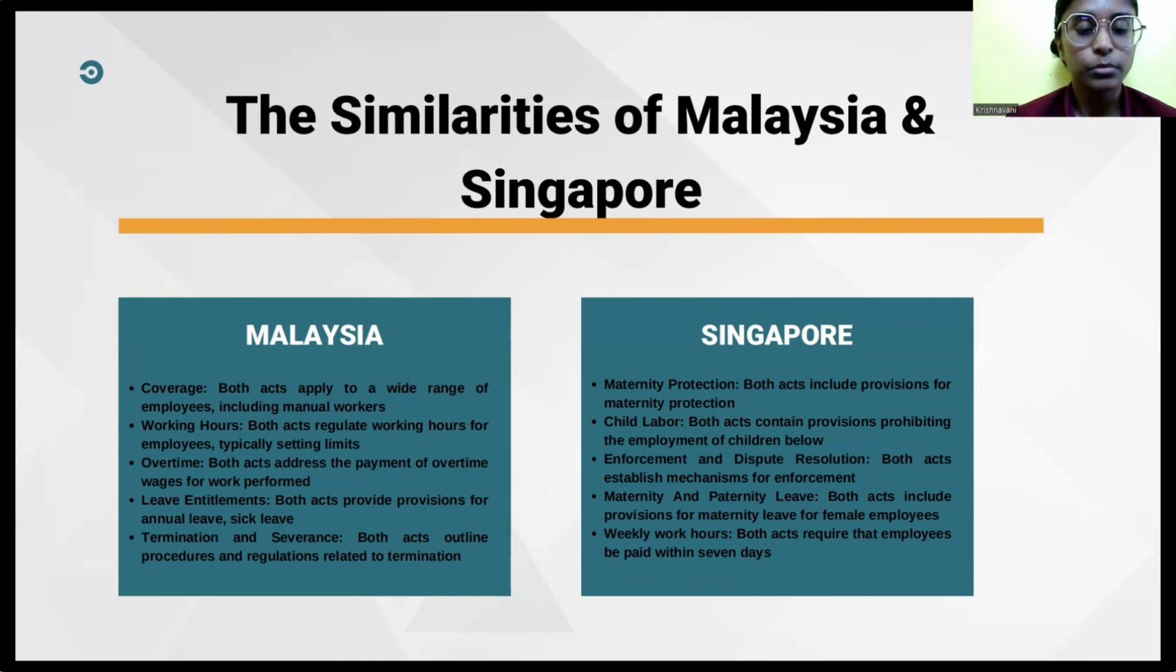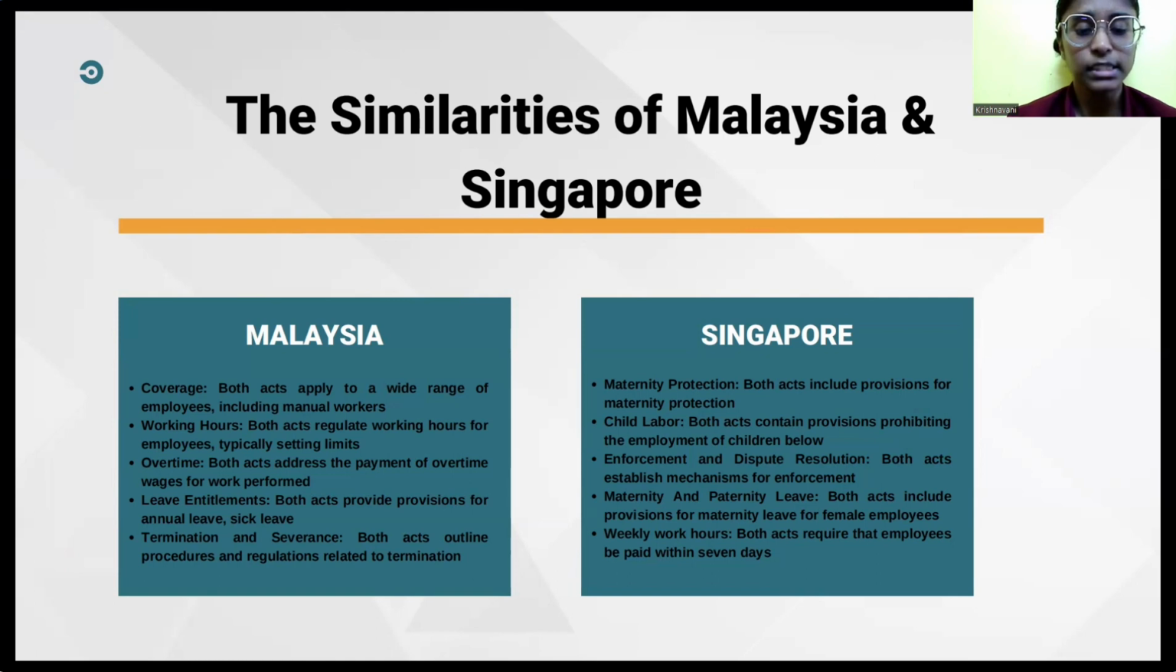Next, working hours. Both acts regulate working hours for employees, typically setting limits on the maximum number of hours an employee can work per day and per week. They also establish provisions for rest periods and breaks during work hours. Next, overtime. Both acts address the payment of overtime wages for work performed beyond normal working hours. They specify the rate at which overtime should be compensated, often at a premium rate compared to regular wages.